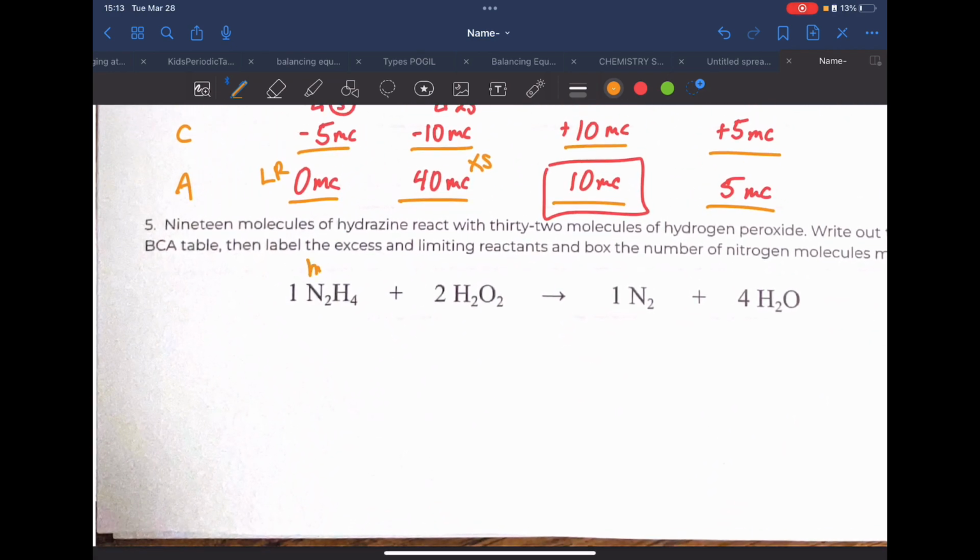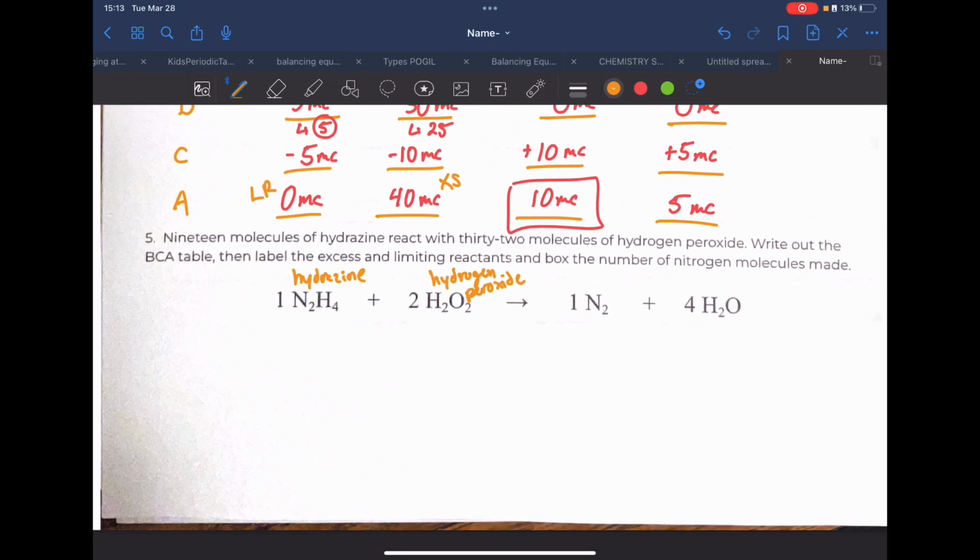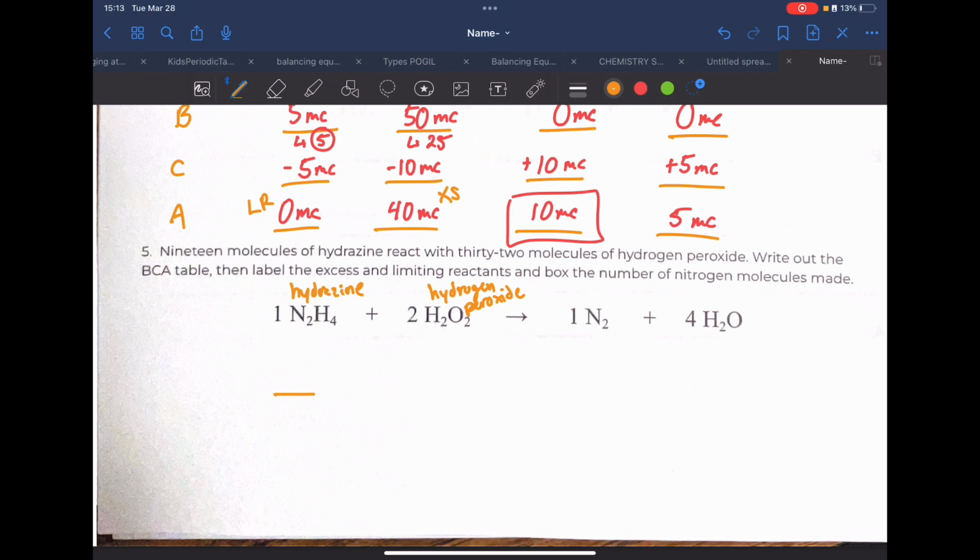Before you try this one, you might get stuck because you might not know which one is hydrazine. That's hydrazine, the N2H4, and H2O2, that's your hydrogen peroxide. Cool. Now you can do this one. Again, write out the blanks. It helps to write your blanks first because it keeps your work a little bit more organized rather than just stacking numbers on top of each other.